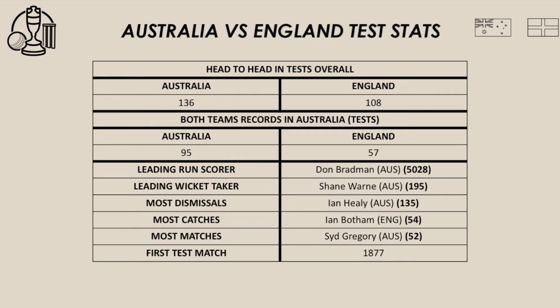Leading run scorer, Don Bradman with 5,028 runs. Leading wicket taker, Shane Warne with 195 wickets. Most dismissals, Ian Healy with 135. Most catches, Ian Botham with 54. Most matches, Sid Gregory with 52. The first test match played between Australia and England was back in 1877. So those are the test stats between Australia and England.